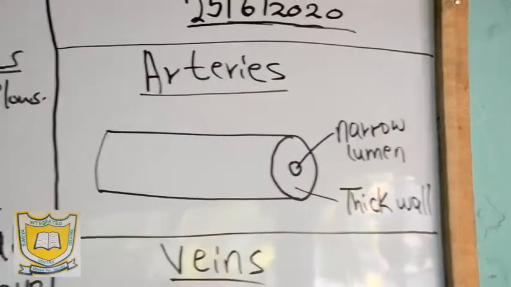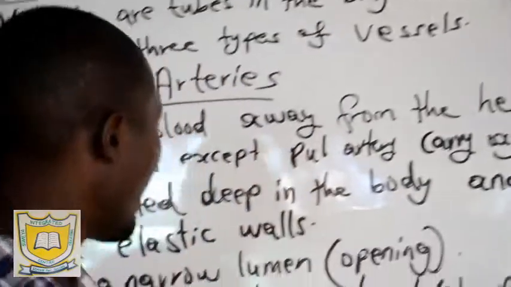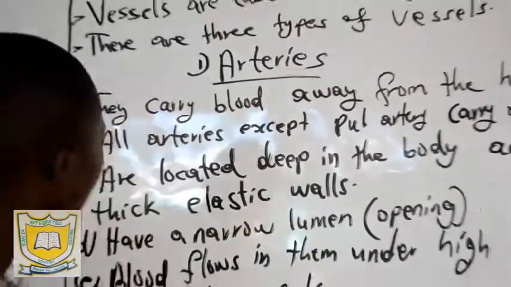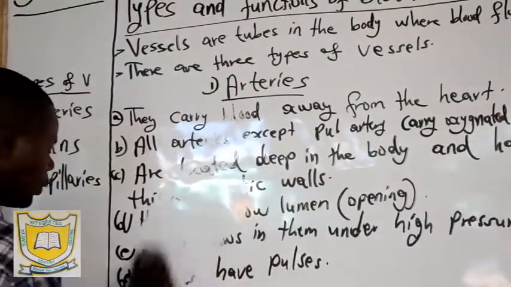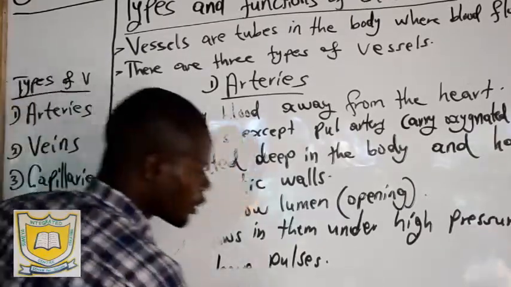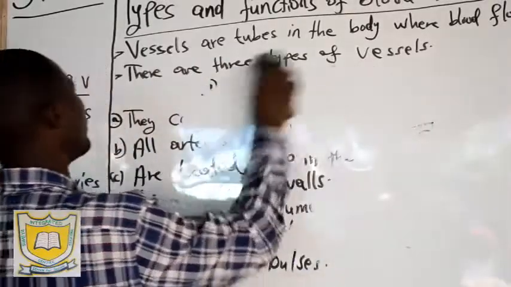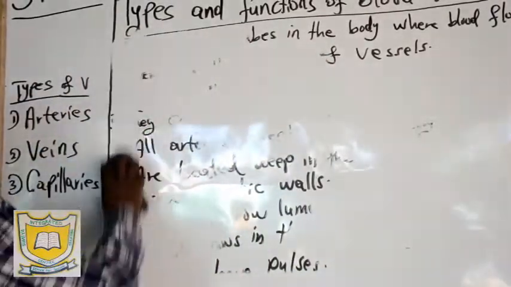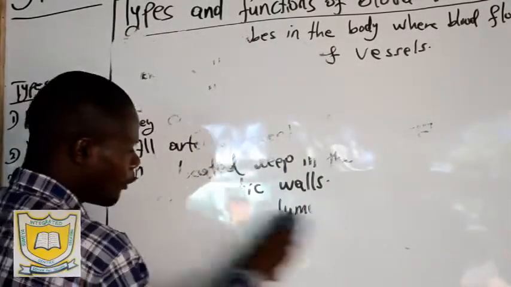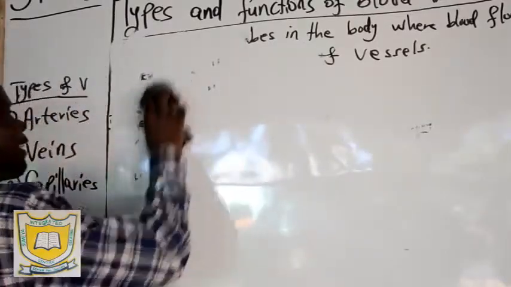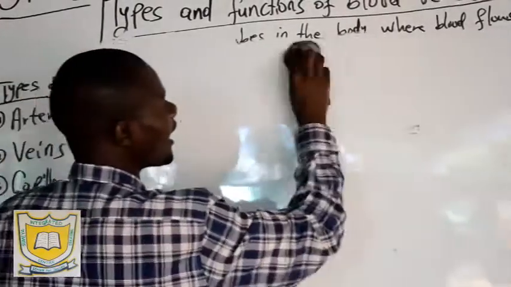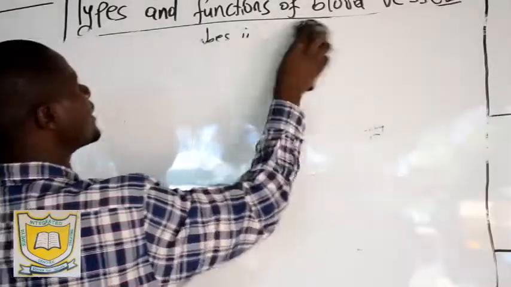So that is the first type of vessel. Allow me to move to the second type of vessel, which is the veins. So after discussing the arteries, let us also talk about the characteristics of veins. Now, you find that in many cases, veins and arteries, their characteristics are opposite.